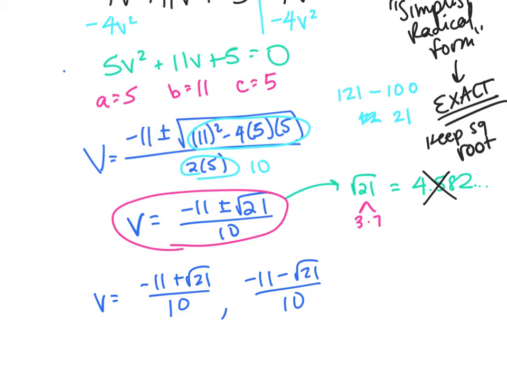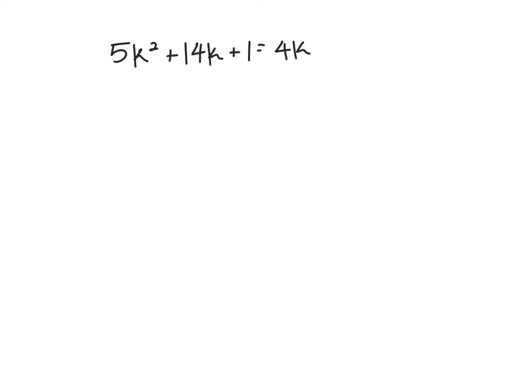Now this next problem, we'll have to go a little bit further. Same idea. We still want exact answer, simplest radical form. That means we do not want decimals in our answer. But this one will simplify a bit further. So first, again, set equal to 0. Subtract our 4k over, and it goes with its like term. So in this case, that's the 14k.